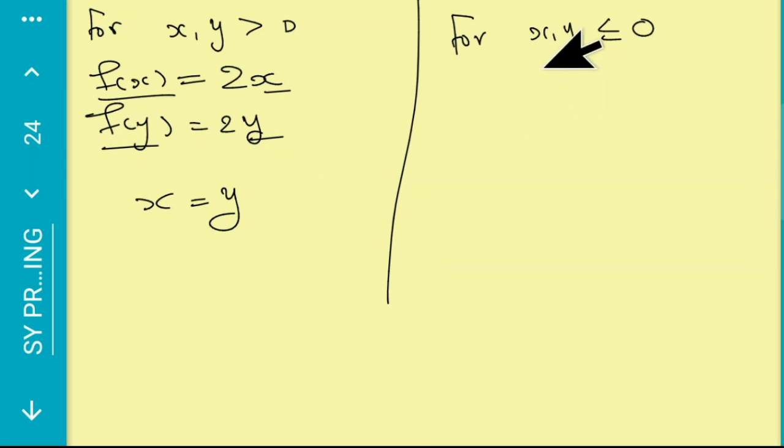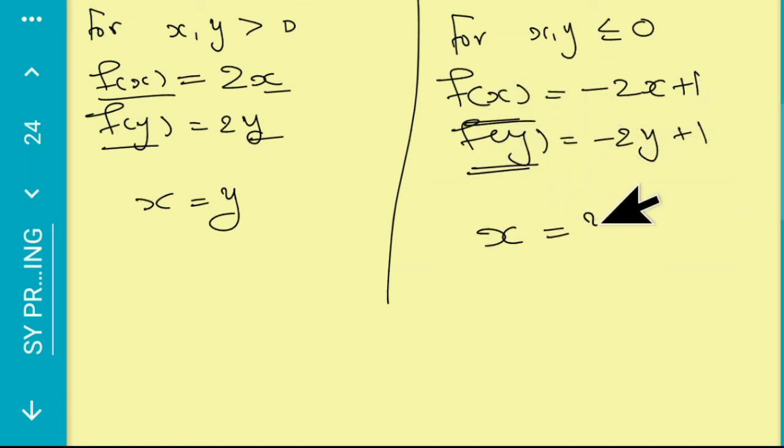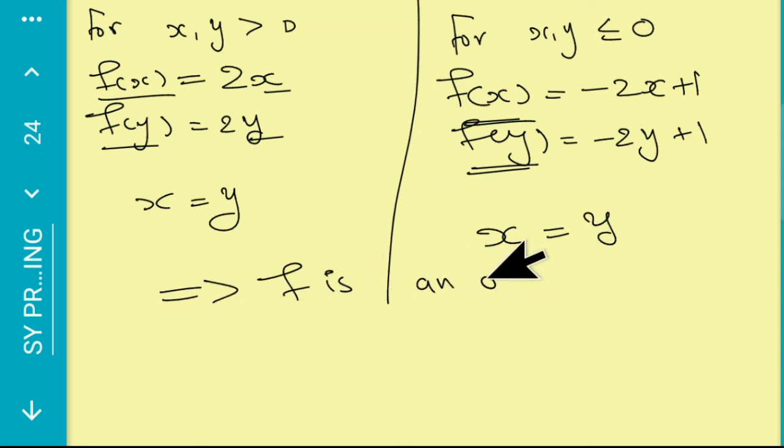Correct? It's so trivial. Similarly over here, since my x and y are less than or equal to 0, I know my f of x is the same as minus 2x plus 1, and my f of y is the same as minus 2y plus 1. Since these two are the same, my x and y must be the same. You can cancel this, right? This implies my f is a 1-1 map.